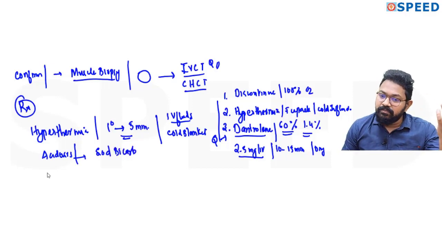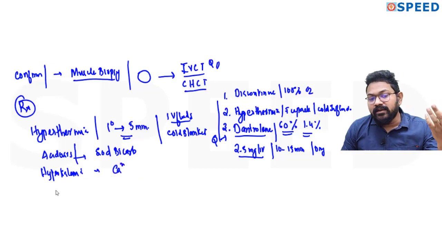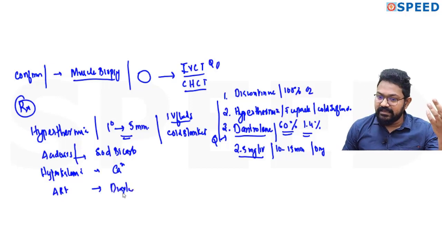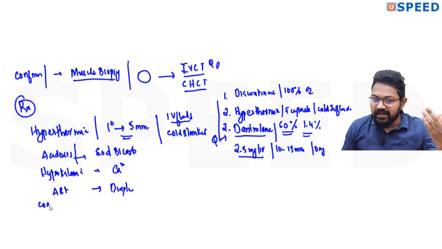Similarly, the patient might also be having hyperkalemia. If the patient is having hyperkalemia, you have to take care of it by administration of intravenous calcium. The patient might also be in acute renal failure, and if so, obviously you have to go for dialysis. And because of all these things inside your body, you might also have coagulopathies.